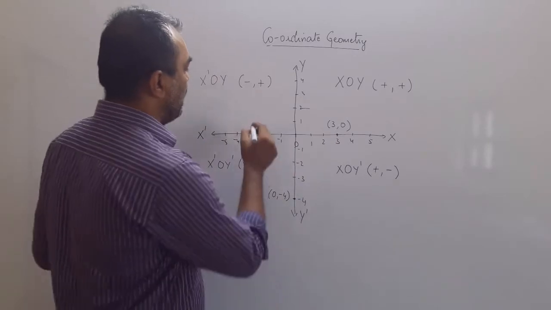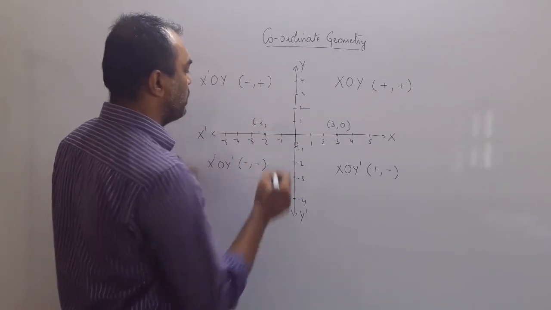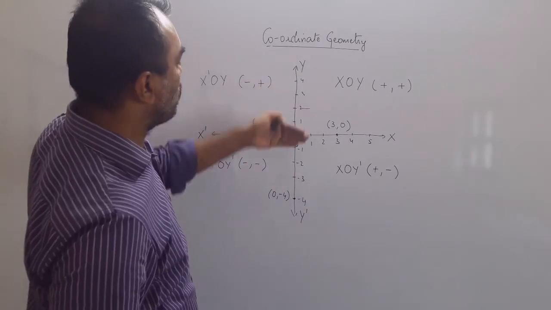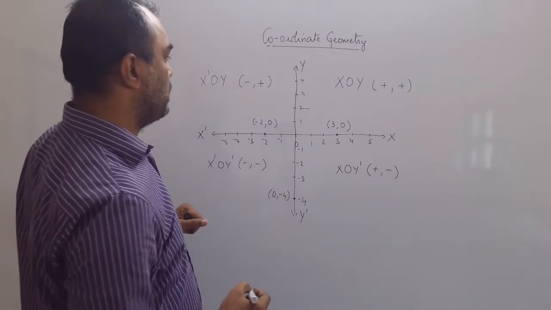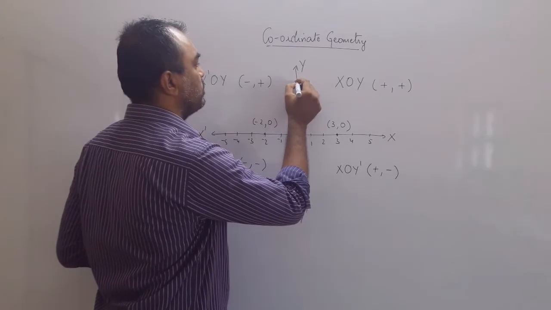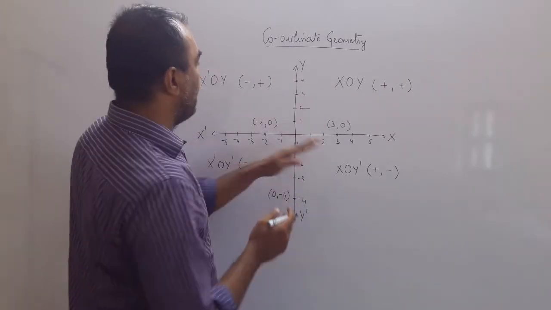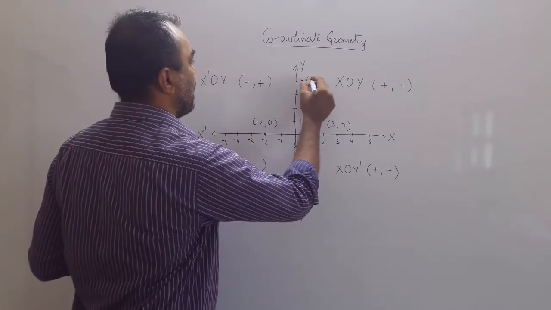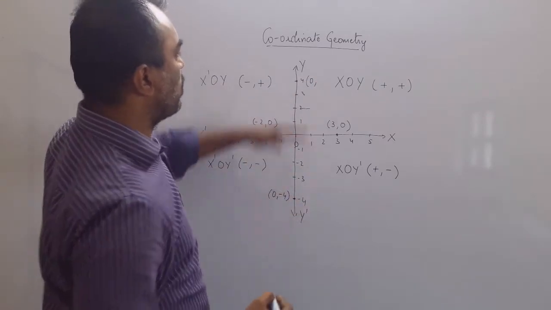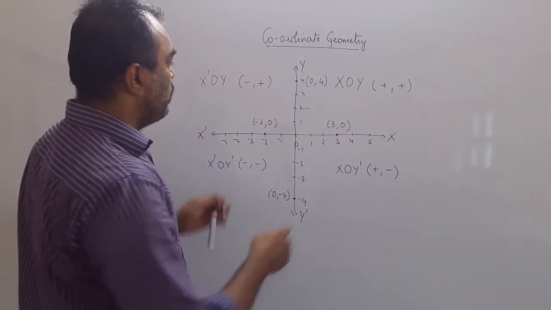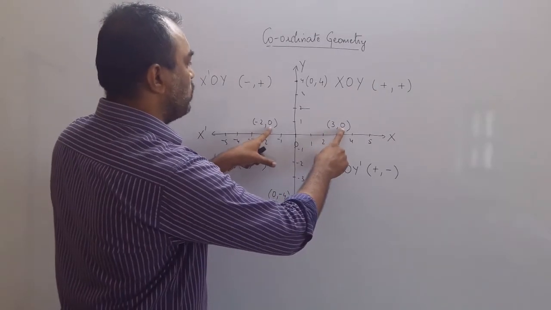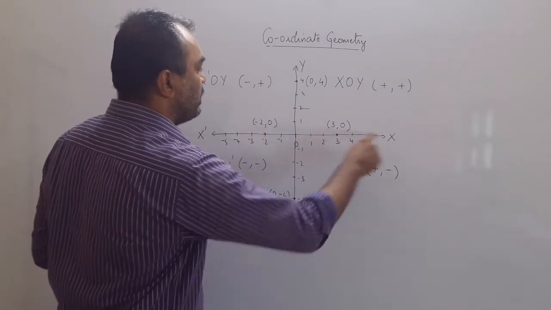Let us take this point. Left or right? Left. How many steps? 2 steps. Top or bottom? Neither top, neither bottom. Exactly in center. So 0. Yes? Let us take one point here. Right or left? Neither right, neither left. So 0. Top or bottom? Top. How many? 4.